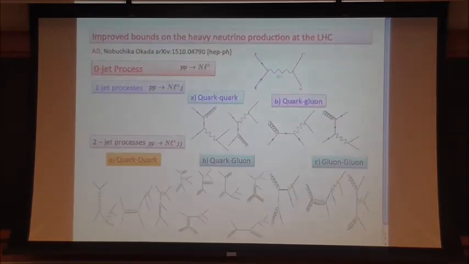Now we want to improve our given bounds, including all the possible heavy neutrino production channels. This paper has recently come out on arXiv. In that case, we have included the zero jet process, which is Q Q bar prime, and the one jet processes coming from the quark-gluon fusions, and we have also introduced the two jet processes from the quark-quark two jet, quark-gluon two jet, and the gluon-gluon two jet processes.